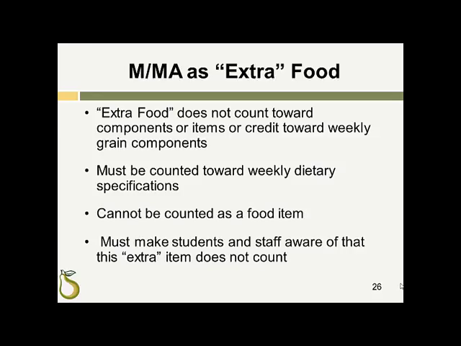If the menu planner opts to offer a meat alternate as an extra food, staff and students must be aware that this is extra food and is not counted for OVS purposes, and that there are 3 other food items that must be selected for a reimbursable meal.